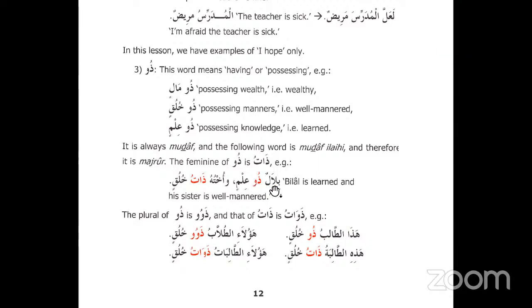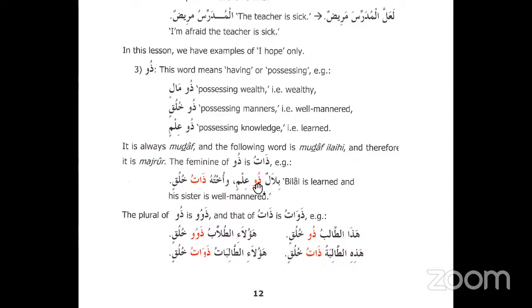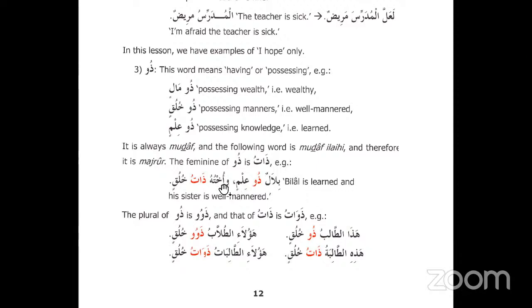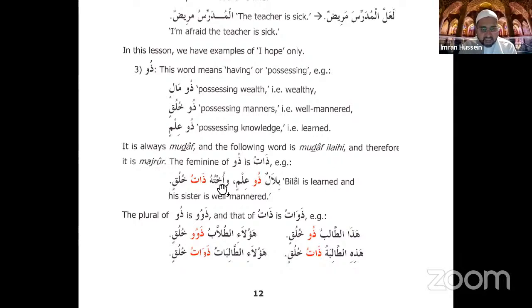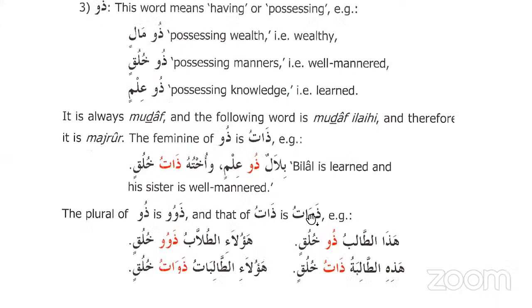So what's happening here? Bilal is mubtada, dhu is mudaf, ilmin is mudaf ilay. Mudaf and mudaf ilay is coming as the khabar for Bilal. Bilal is learned. His sister Dhatu Khuluqin is well mannered. So whenever dhu comes, it breaks the sentence into subject and predicate itself. Okay, so is this, Bilal is learned, subject and predicate? Yes, it is. That's what I said.